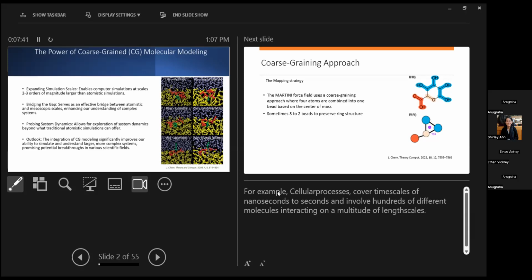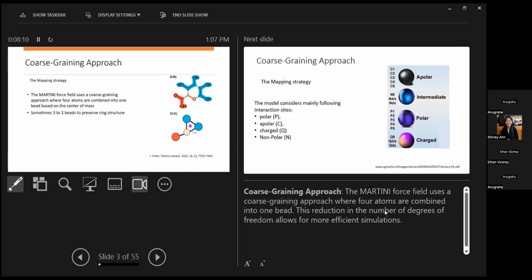It also serves to bridge the gap between the atomistic and mesoscopic scales. For example, if you consider cellular processes, they cover time scales from nano to microseconds to seconds to milliseconds, and the length scales are like micrometers to meters. So let me just explain how the coarse-graining works.